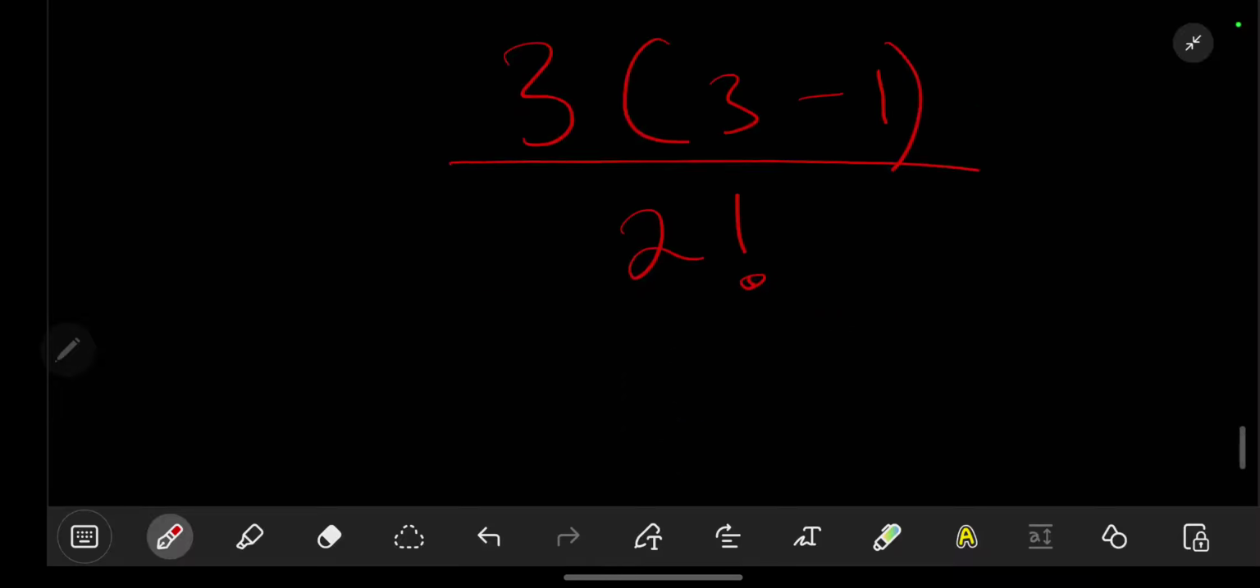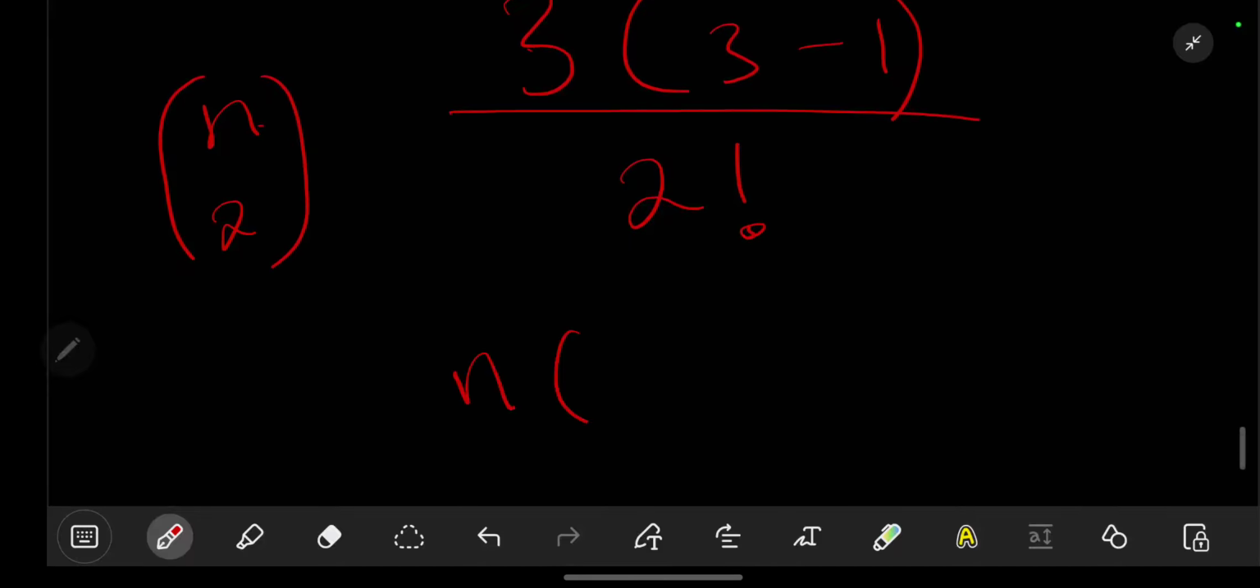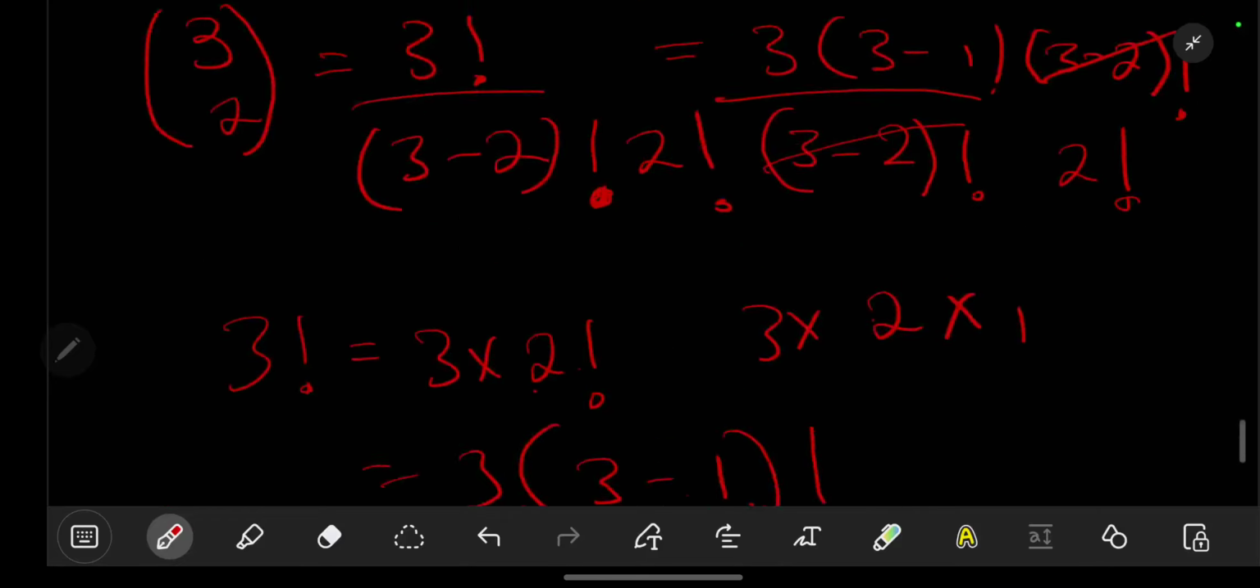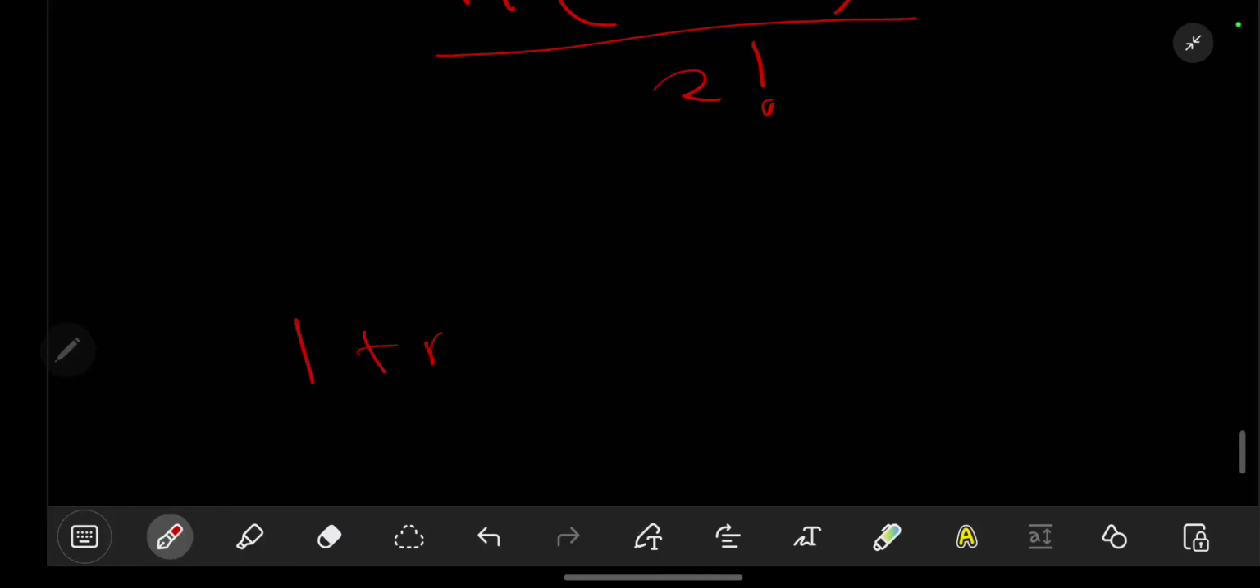Now this 3 was 3 combination of 2, if you recall. Now what if 3 changes to a value such as n? This n will replace it, so there we have n open brackets n minus 1 over the 2 factorial, which was the general form, which was our 1 plus nx plus n open brackets n minus 1 over the 2 factorial, like that.